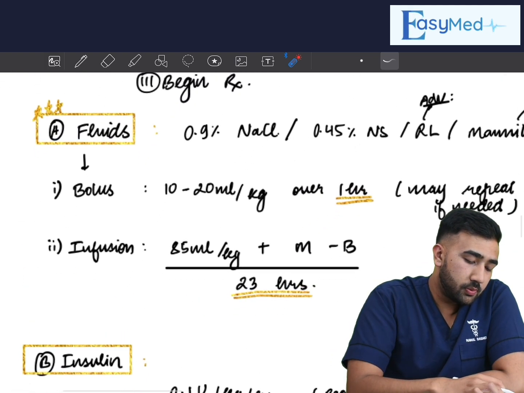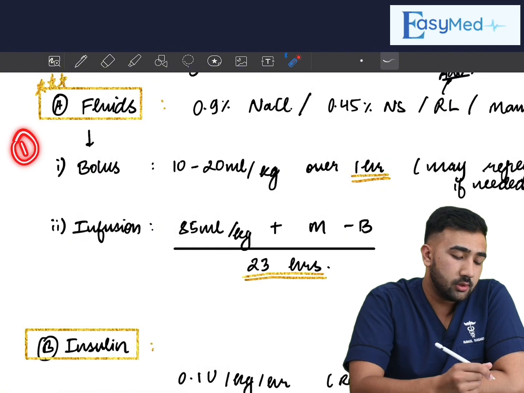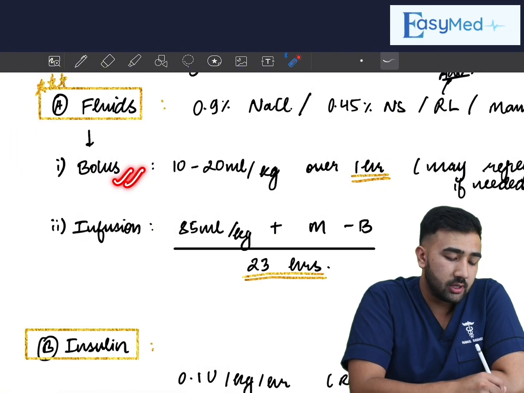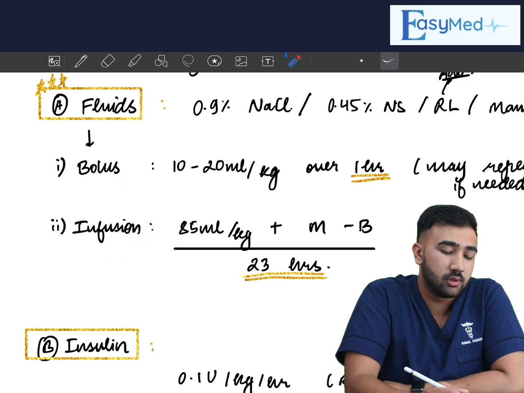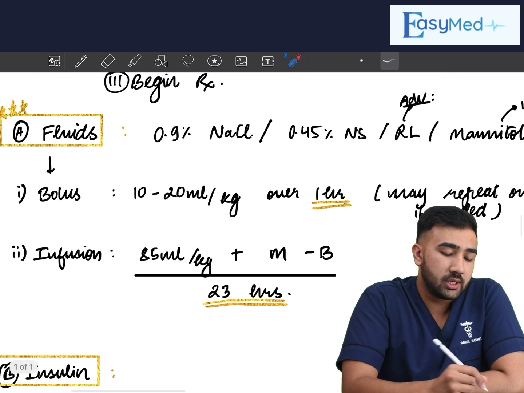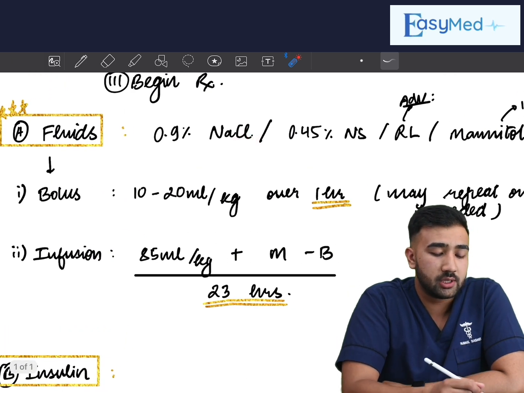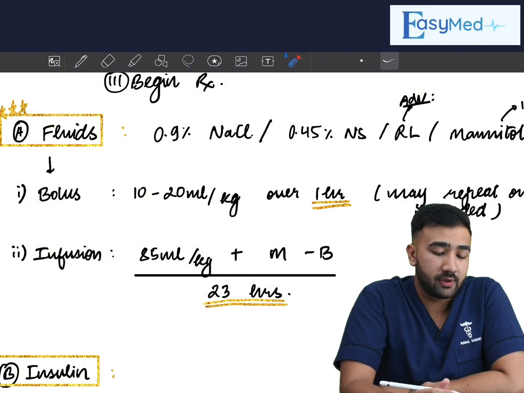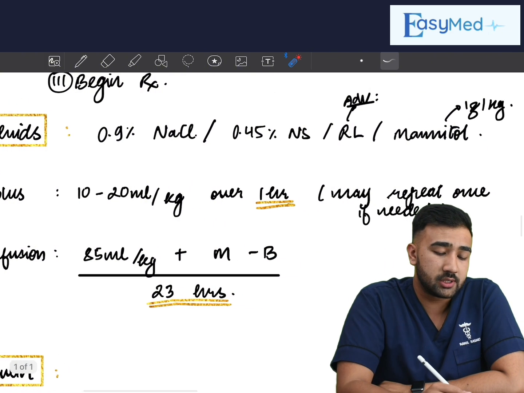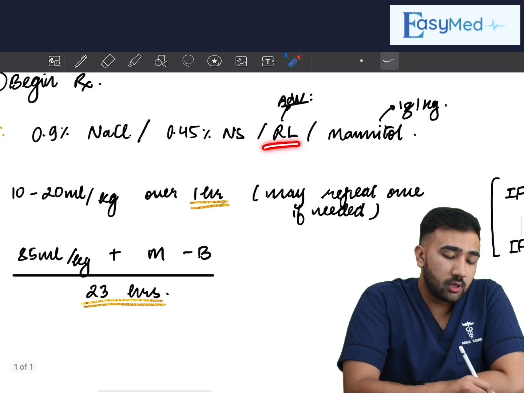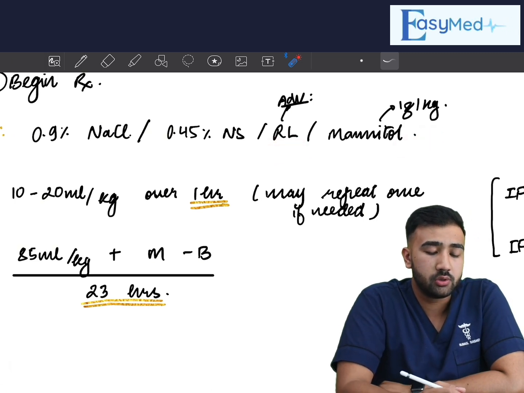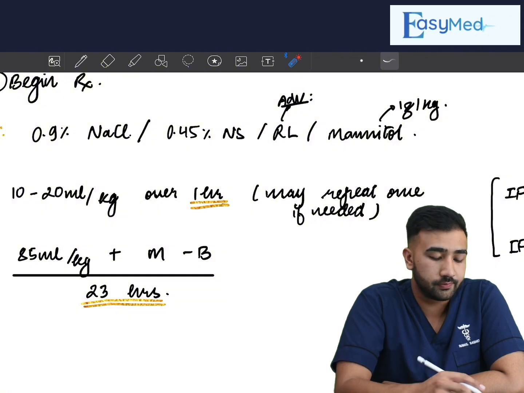Talking about the management proper, first is the fluids. First we have to give a bolus, and then we have to give an infusion. The fluid of choice is 0.9% NaCl, after which we will use half NS, that is 0.45% NS. Other fluids which can be used are RL, and mannitol is usually used if we suspect cerebral edema.